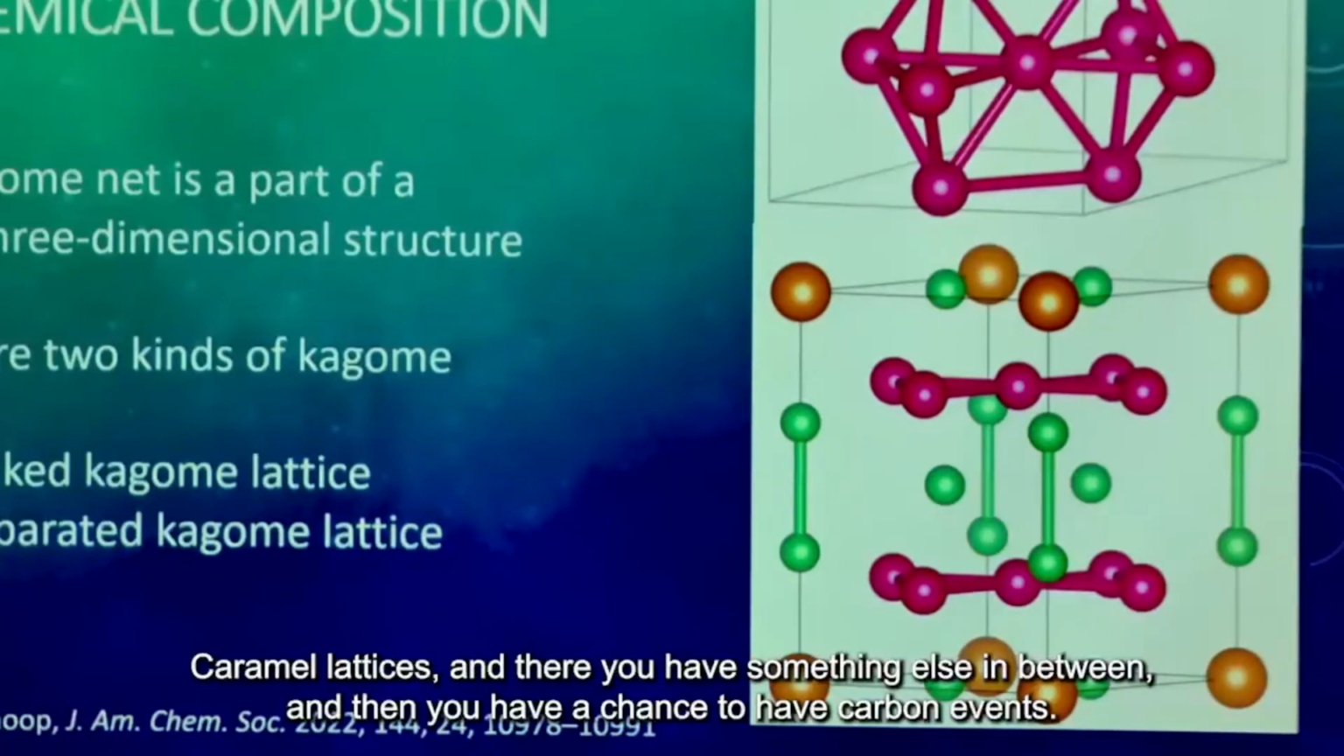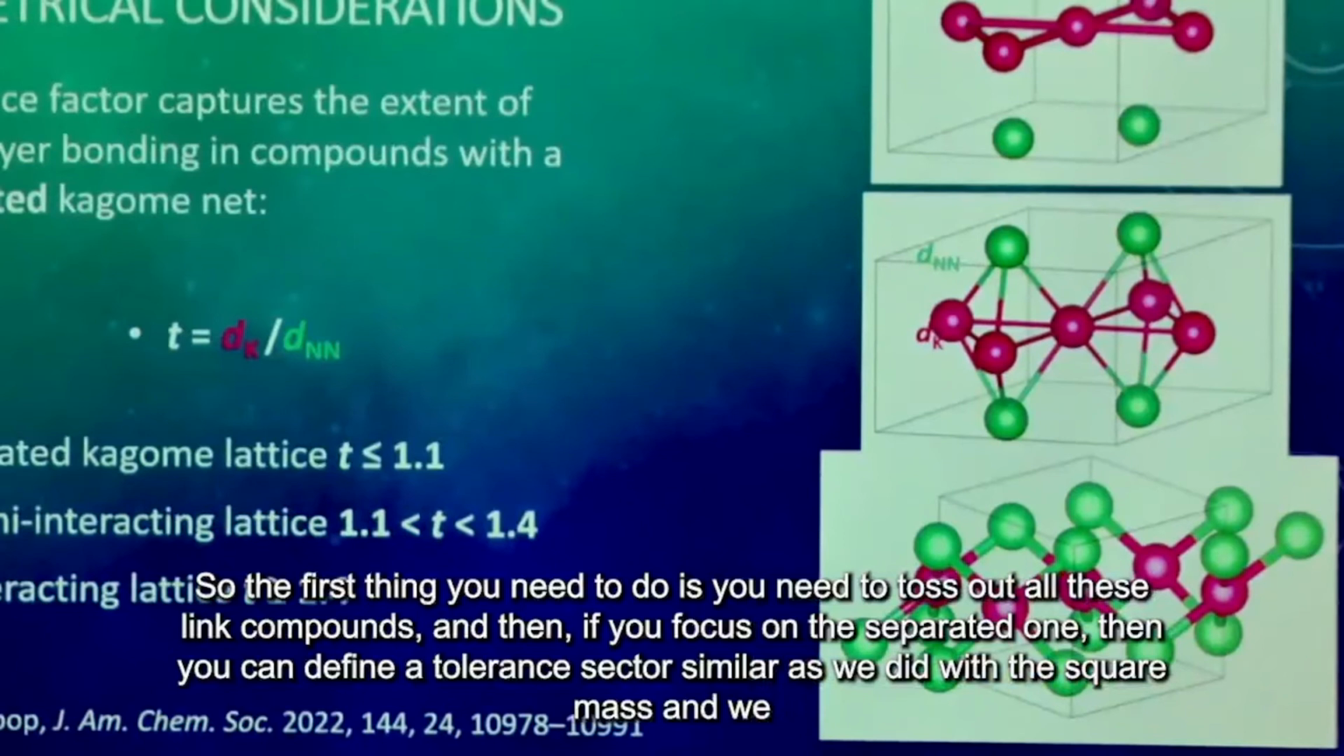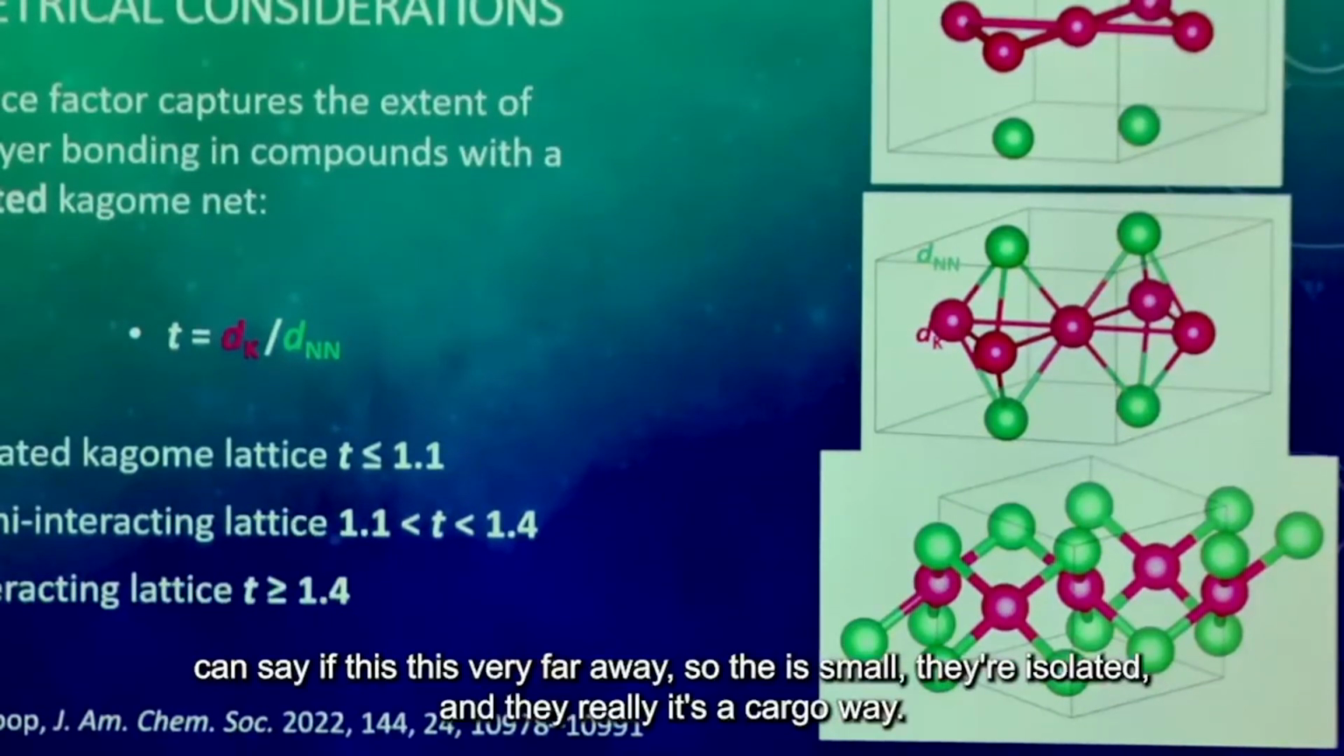Or you have separated carbonate lattices, and there you have something else in between, and then you have a chance to have carbonate bands. So the first thing you need to do is toss out all these linked compounds. And then if you focus on the separated ones, you can define a tolerance factor similar to what we did with the square nets. If this is very far away, so the tolerance factor is small, they're isolated, and there really is a carbonate layer, and you should have nice carbonate bonds here.